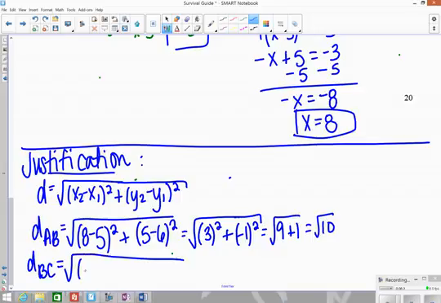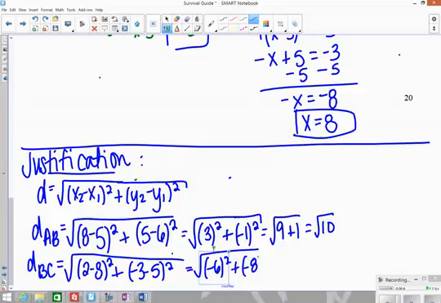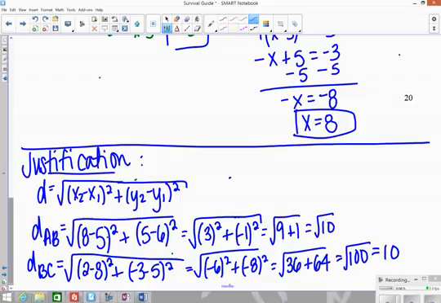So subtracting the x values, so 2 minus 8, plus negative 3 minus 5, equals, this will be negative 6 squared, this will be negative 8 squared. Then when we square a negative, remember it becomes positive, so 36 plus 64. This gives us the square root of 100, which equals 10. So remember, I'm just getting the coordinates from up top there.